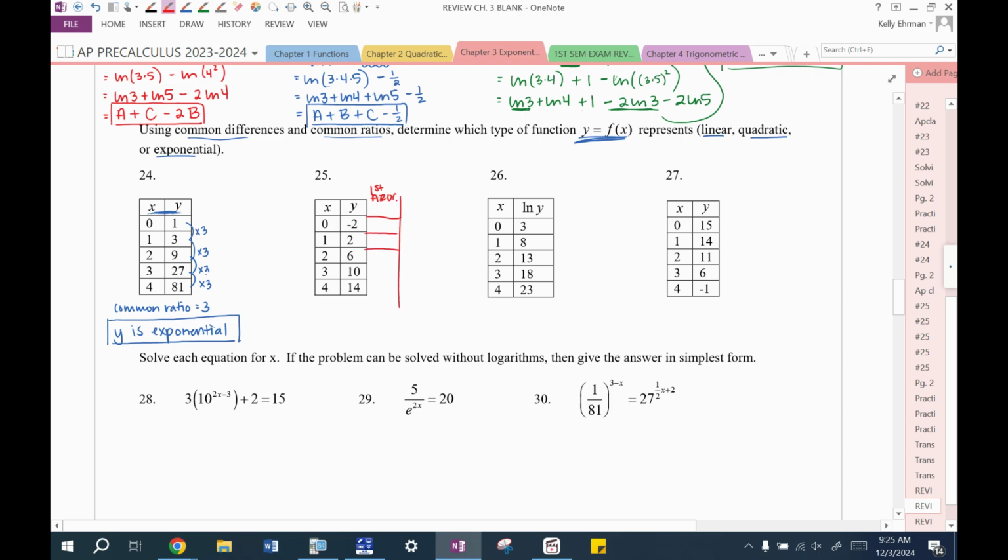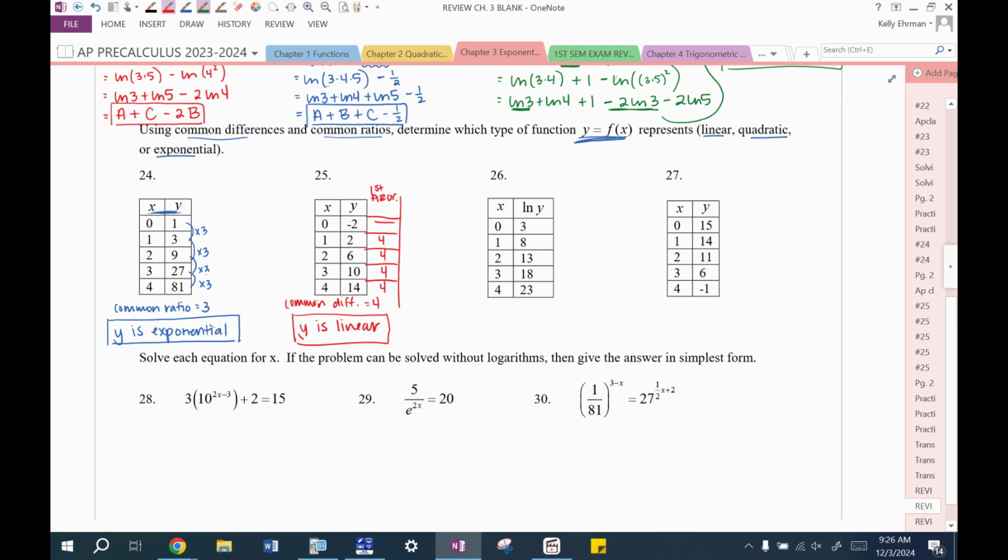Common difference is just saying, can I add or subtract to get the same thing? So like 2 minus -2 is 4. 6 minus 2 is 4. 10 minus 6 is 4. 14 minus 10 is 4. So there is a common difference. Or you could say the first average rate of change is constant. Either way, that means that y is linear. That's what we did in the beginning of the year. You're adding the same amount.